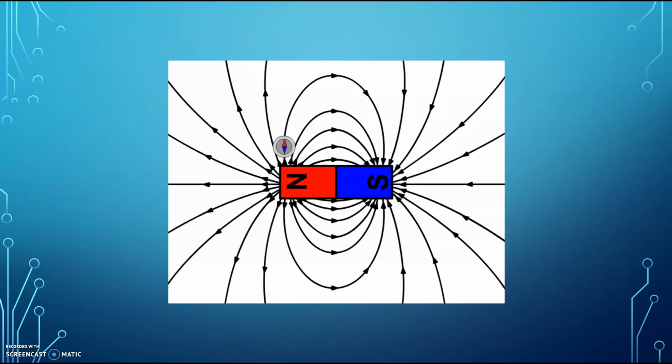So let's say we have this situation. We have our bar magnet in the middle, we have our north end and our south end here. As you can see, all of these lines, these are magnetic field lines here. These are all magnetic field lines.